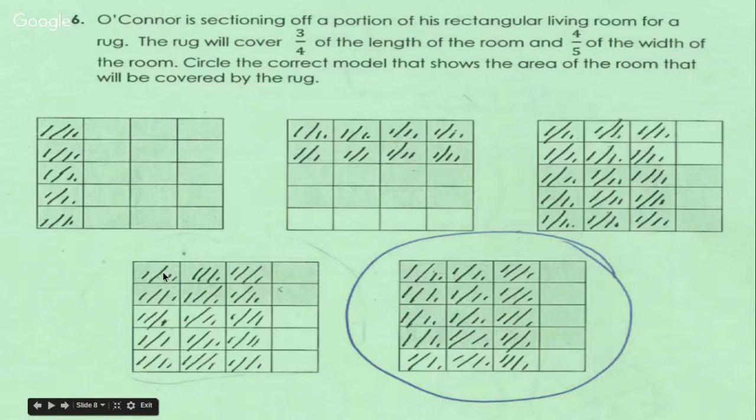Choice number 4 here, we have 1, 2 of the fifths shaded in. And again, we need 4, so that eliminates choice number 4. So the only one that's left, and thankfully is correct, is our fifth choice here. We've got 3 columns for 3/4 and 1, 2, 3, 4 rows across 4/5.